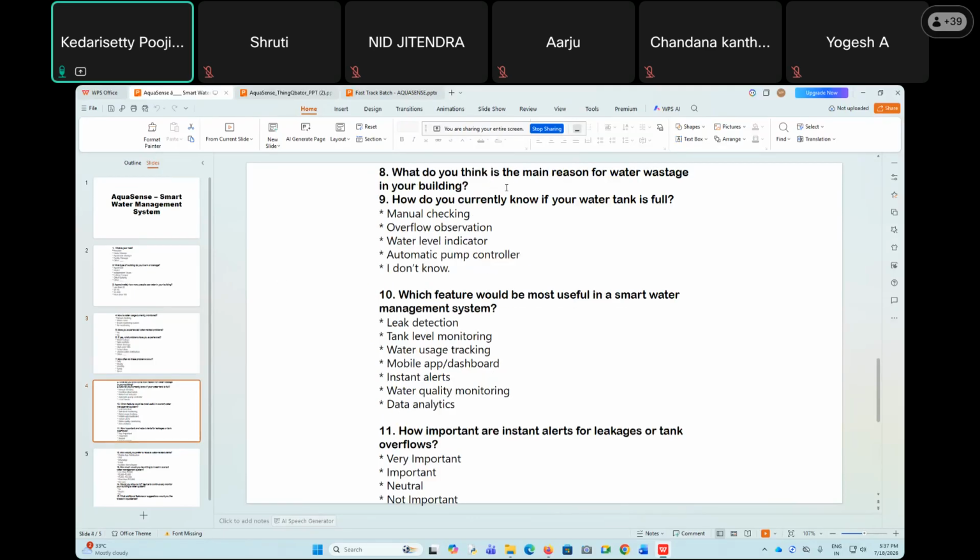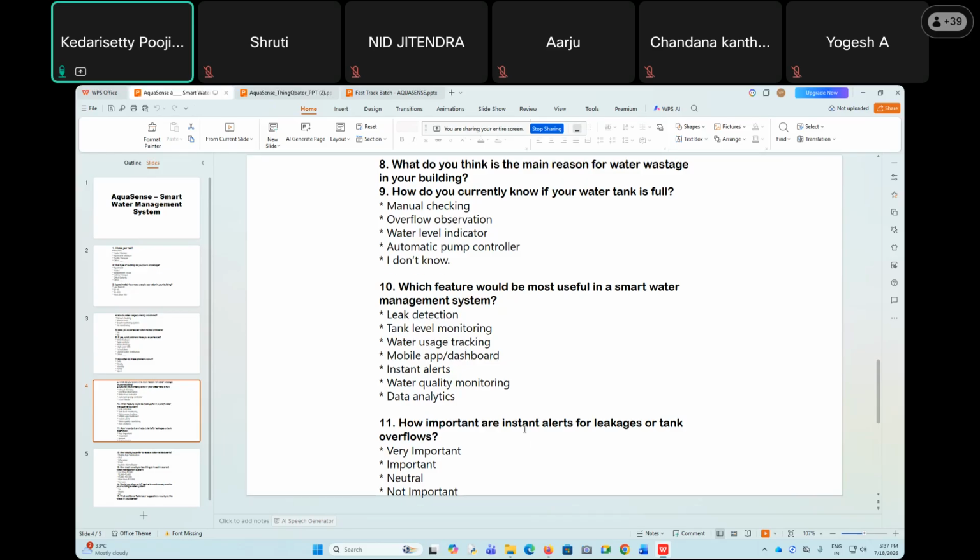Next comes what is the main reason for the water which is wasted in their building or place, and how do they know if the water tank is full. This mainly can be observed in residences, apartments and hostels. I have explained the main faults observed in water wastage, like leak detection, how they are monitoring the tank level and water usage, and how they are observing that.